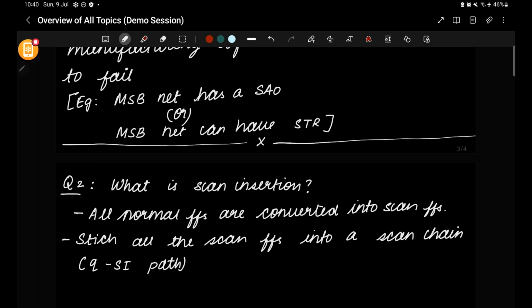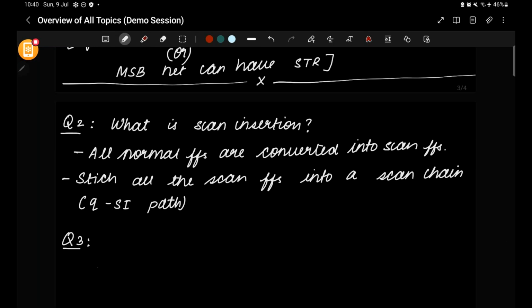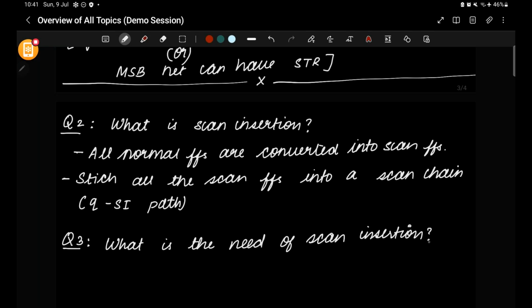And what is the need of scan insertion? As we discussed above, it is to gain controllability and observability of the design.